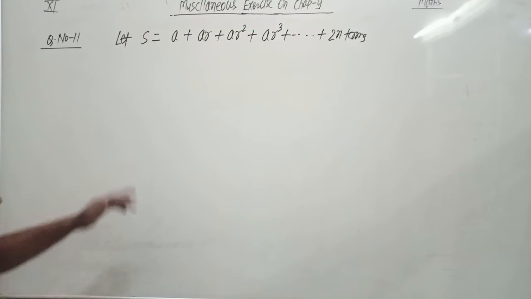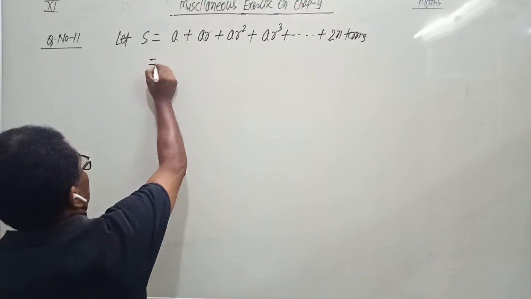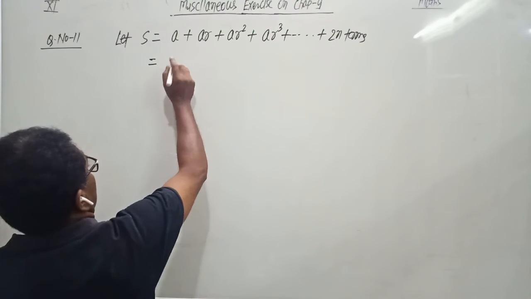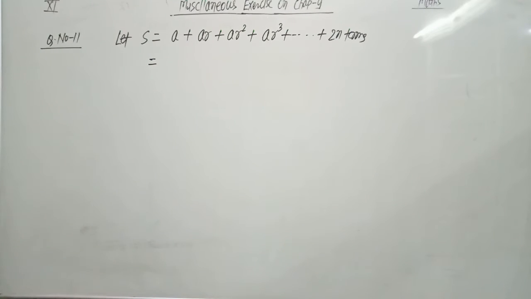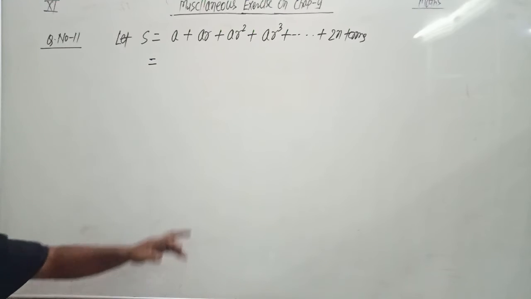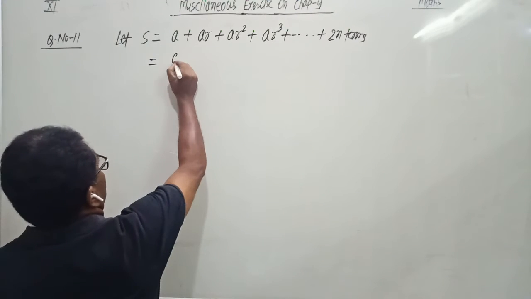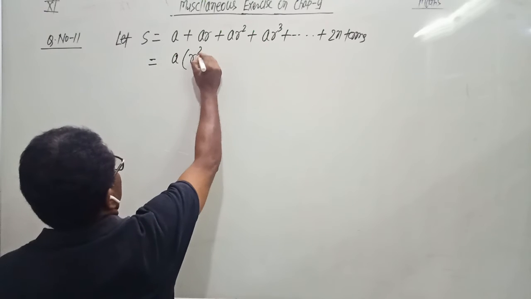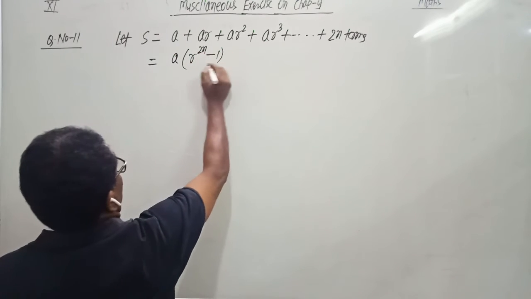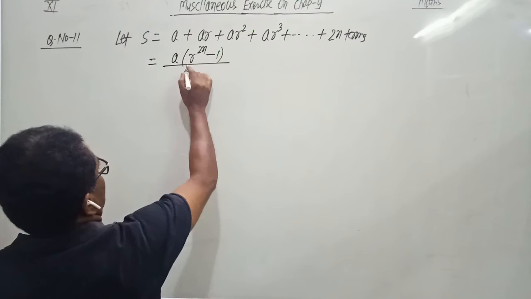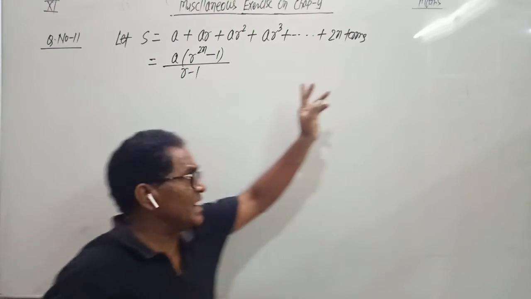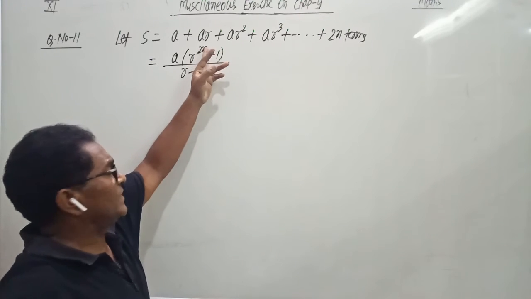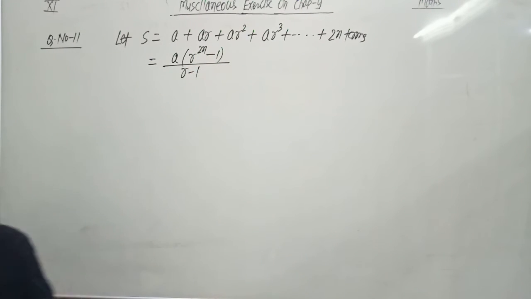Then first we find the sum. The first term is a, the common ratio is r, and the total number of terms is 2n. So the sum is a into r raised to the power 2n minus 1 upon r minus 1. The number of terms is 2n, that's why we take 2n at the place of n.